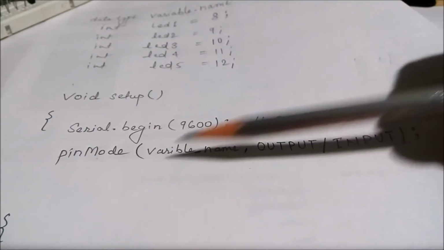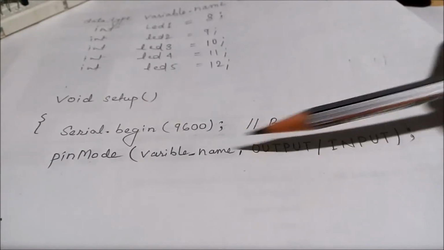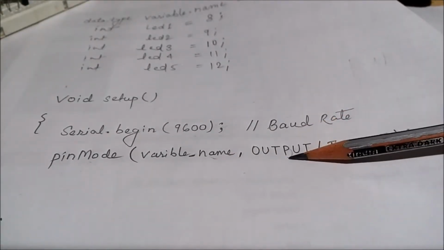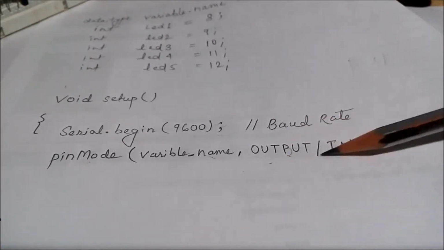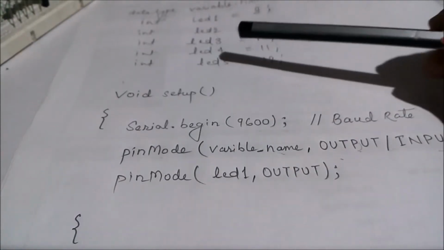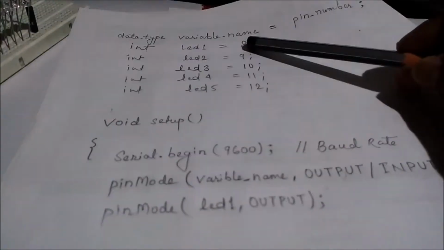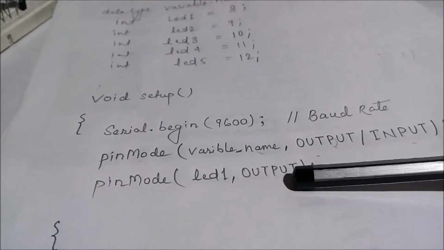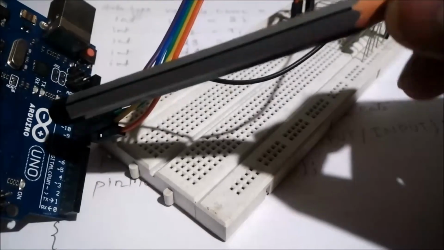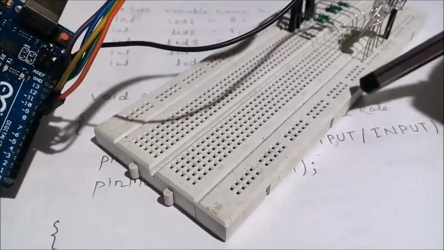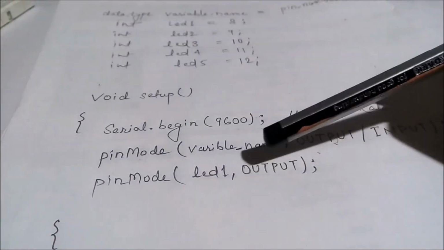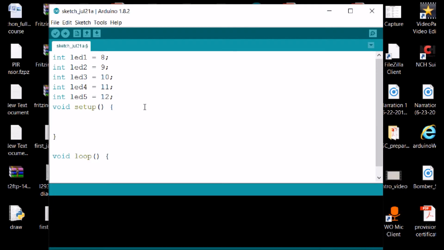Now it contains two arguments. The first one is the variable name and the second one may be output or input. In our case, pinMode LED1, where LED1 is at pin number 8, and OUTPUT. It means the Arduino will know that pin number 8 is an output pin. Similarly, we have to do the same for the rest of the LEDs. Let's write it in the Arduino IDE.